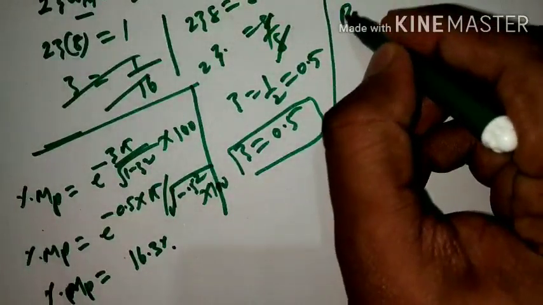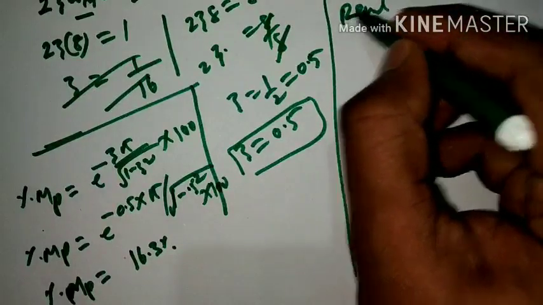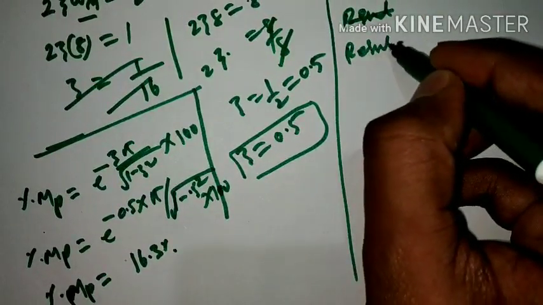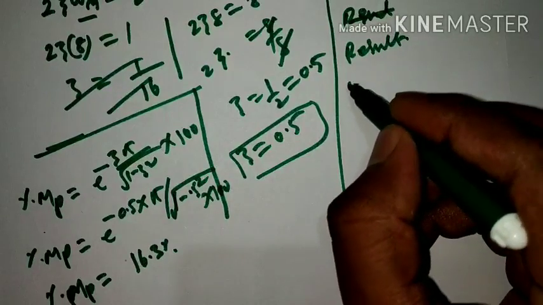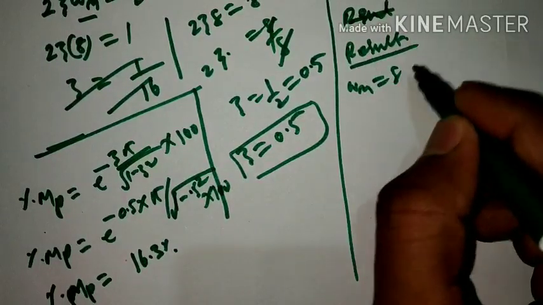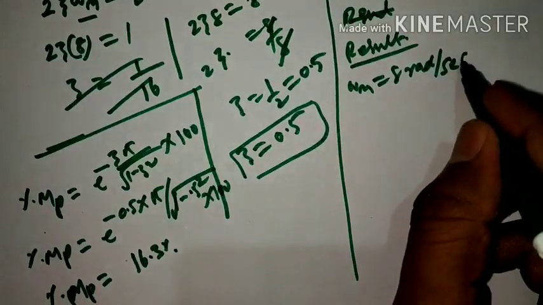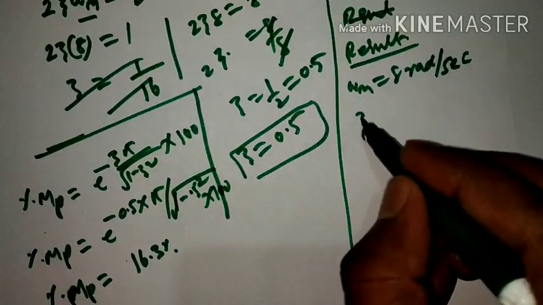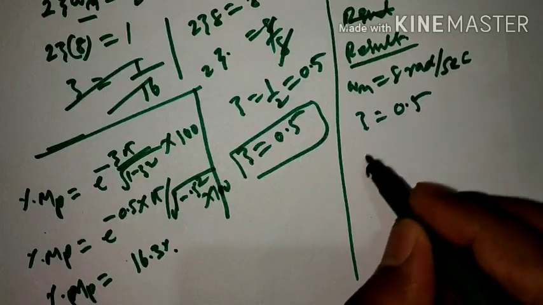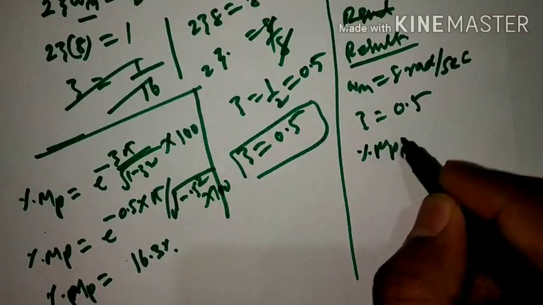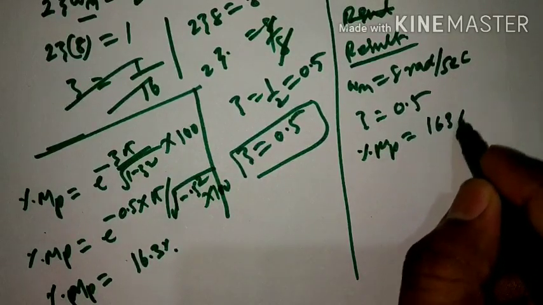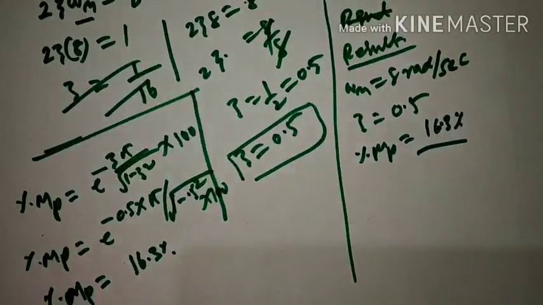So see the result here. The result I am going to write here. Result is omega n is equal to 8 radians per second, and damping ratio is equal to 0.5, and the maximum peak overshoot is equal to 16.3%. So this is the answer.